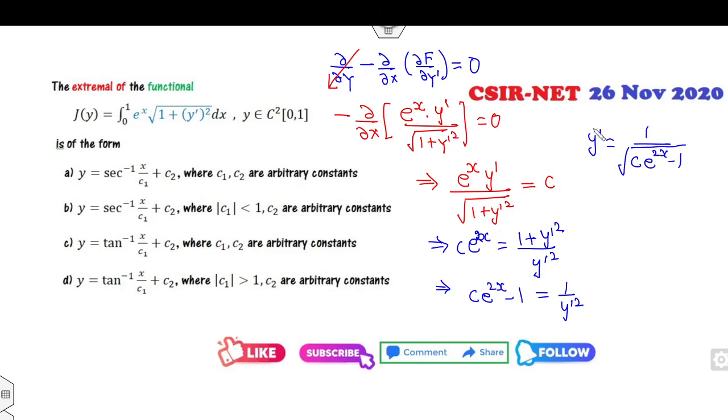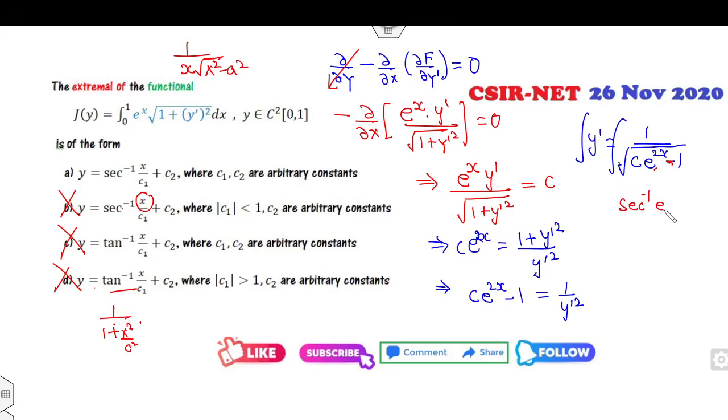Fine. Now if you integrate them, look at the options. What is the derivative of this? 1 over 1 plus x square over c square. It has a plus sign, but I need a negative sign. Cancel. What is the derivative of this secant inverse? It has x into root of x square minus a square, but there is no x involvement in this. Because there is no x, it is e raised to power x. The solution will be secant inverse e raised to power x over c. Fine. So all these options are cancelled. No correct option for this problem.